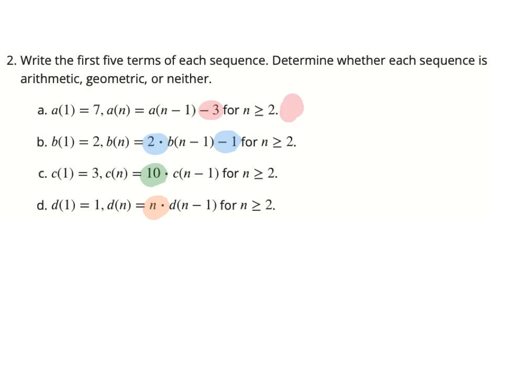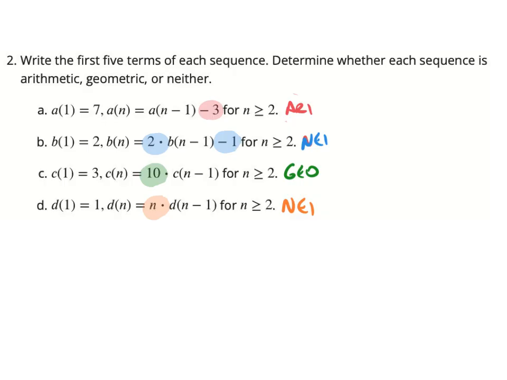So now, this is arithmetic. Yep, I left it on. I always do that. This is arithmetic. This is neither. This is geometric. And times n. Even though it's times n, it's not the same term. Step 1 is going to be times 1. Step 2 is going to be times 2. Step 3 is going to be times 3. So this is also neither.